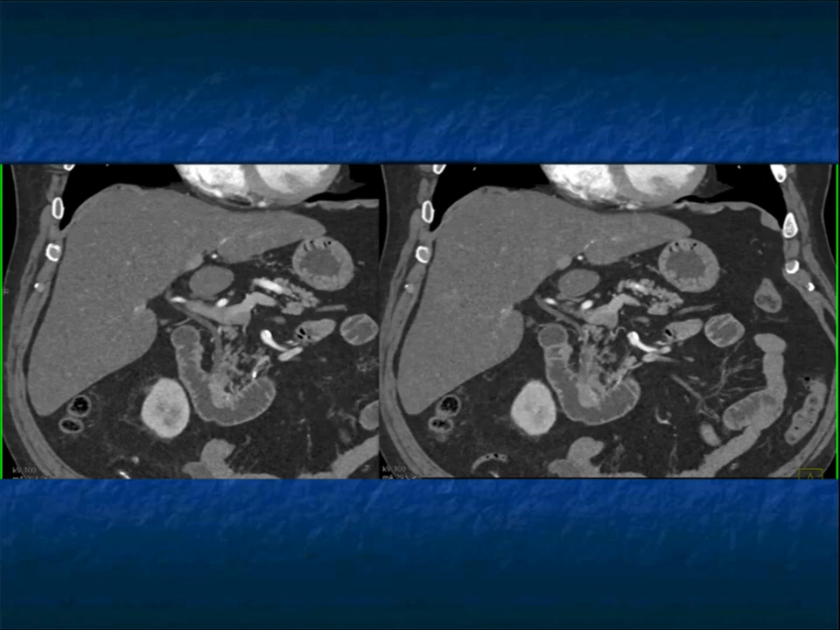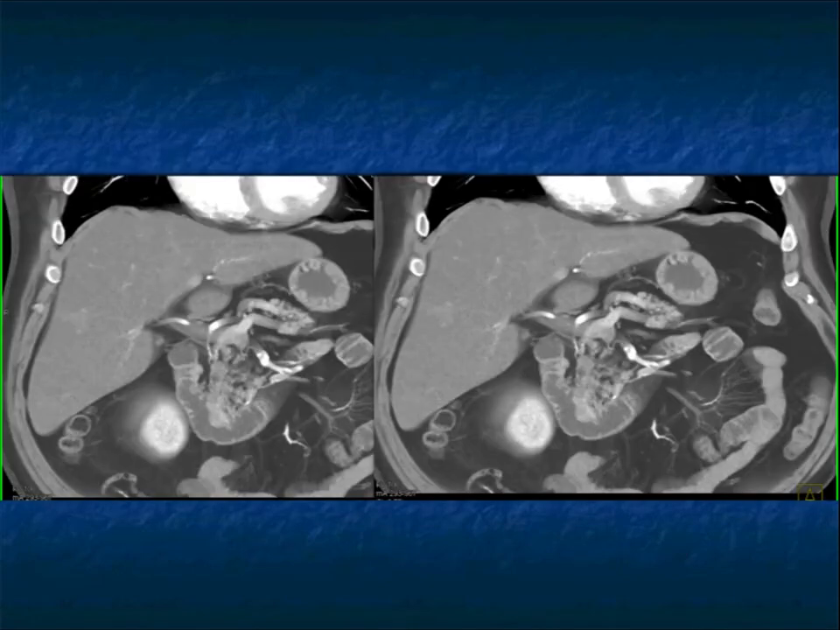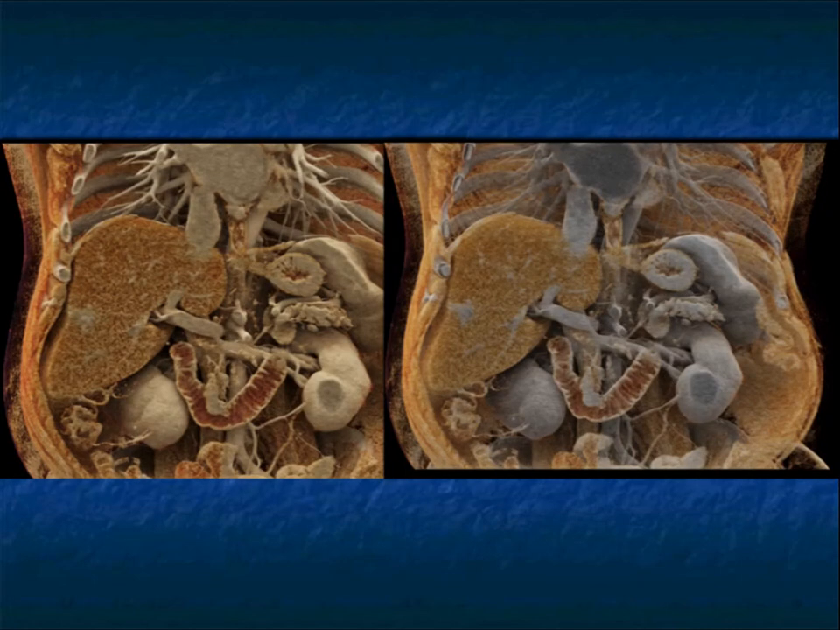and there's a large nodal mass in the porta hepatis. Just a really nice example. Again, the volume rendered views accentuate the mass that's sitting in the patient's bowel. And again, we could really accentuate it on the cinematic rendering. So again, some very nice examples of duodenal carcinoid tumors.